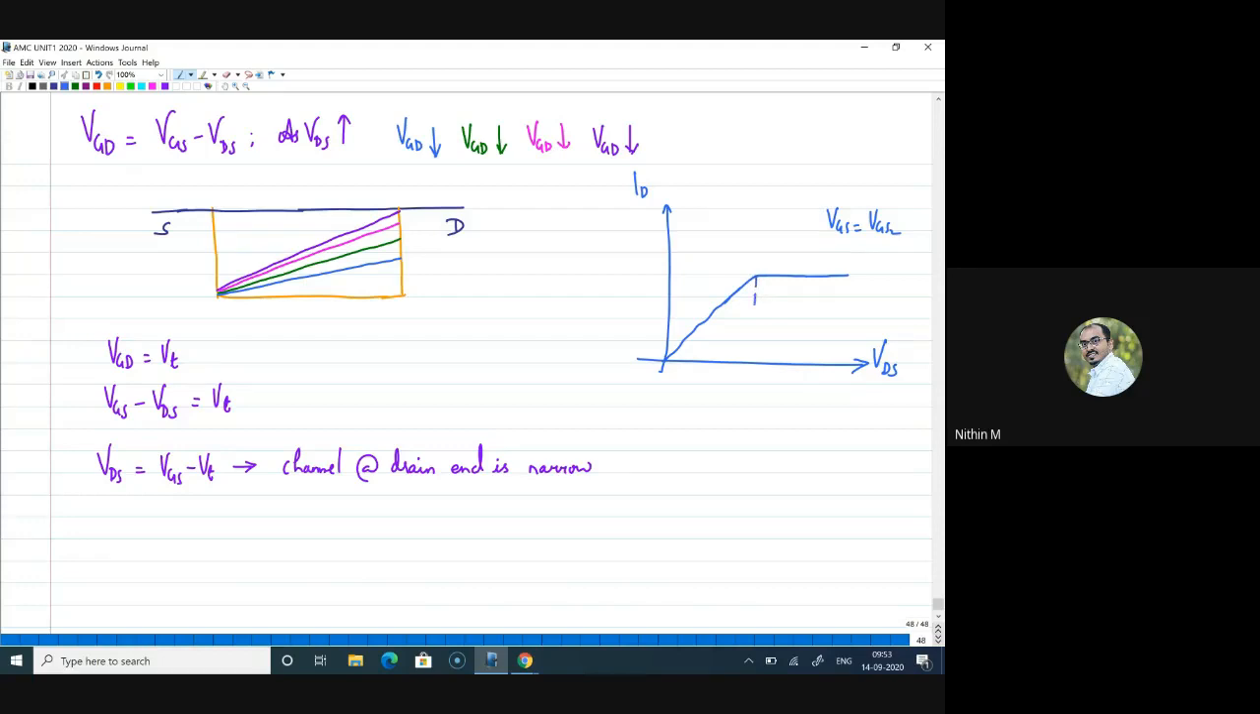This voltage we call VDS sat, and that is nothing but VGS minus VT. The voltage I mentioned just now, because when your VGD is equal to VT, that means your VDS is just VGS minus VT, and there is a channel present, so current will be flowing and will be constant there. We will look at this curve once again tomorrow.